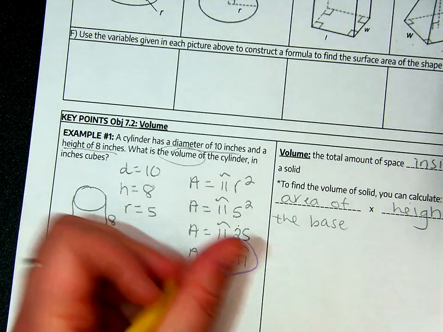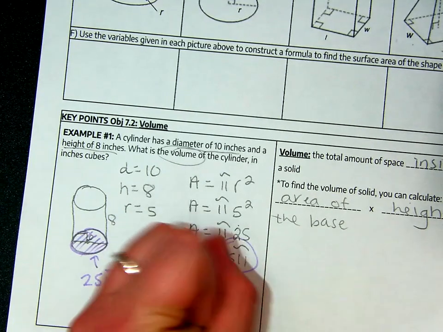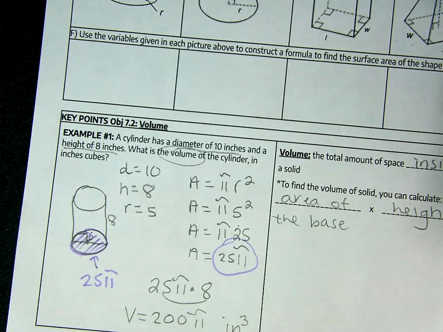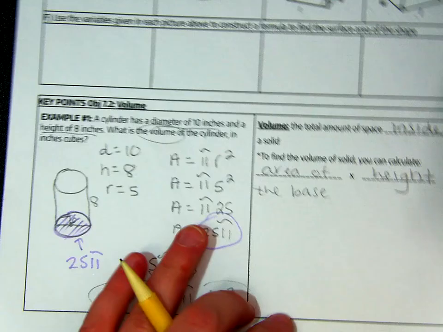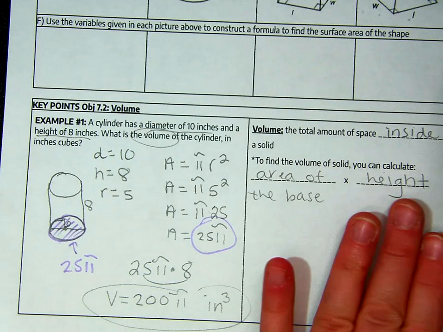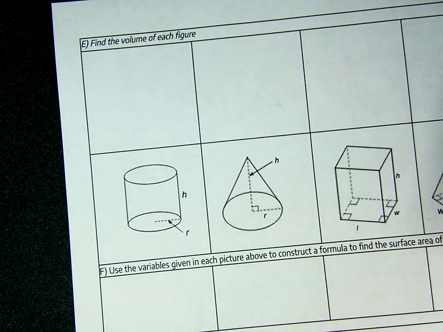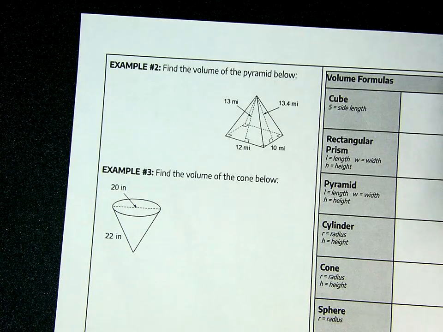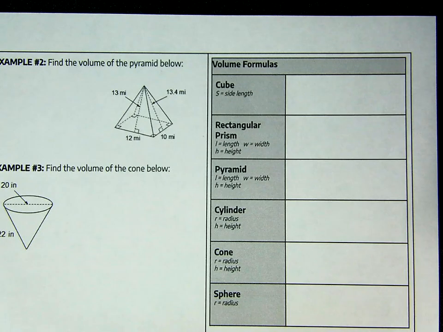So the volume would equal 200 pi inches cubed, because we're talking about three-dimensional space now. Okay? So that's one way of figuring out volume, that idea of area of the base times the height. There are also a bunch of formulas, so I'll show you on the next page. There are formulas we can use as well. And make sure you write these down really carefully.